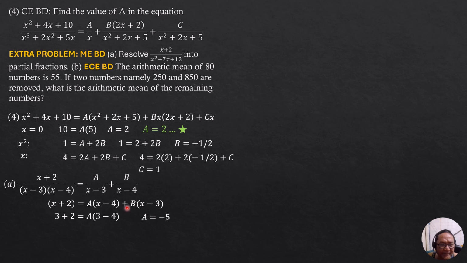Then to solve for b, we set x equals 4 so that this would be 0. So 4 plus 2 equals b times (4 minus 3). So that means b is 6. Therefore, when we decompose this into partial fractions, it is equal to negative 5 over (x minus 3) plus 6 over (x minus 4). So that's the partial fraction decomposition technique.